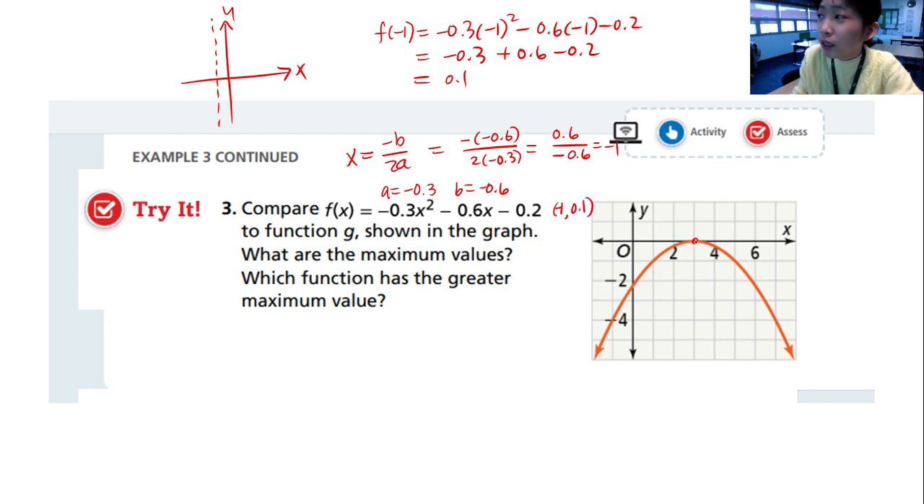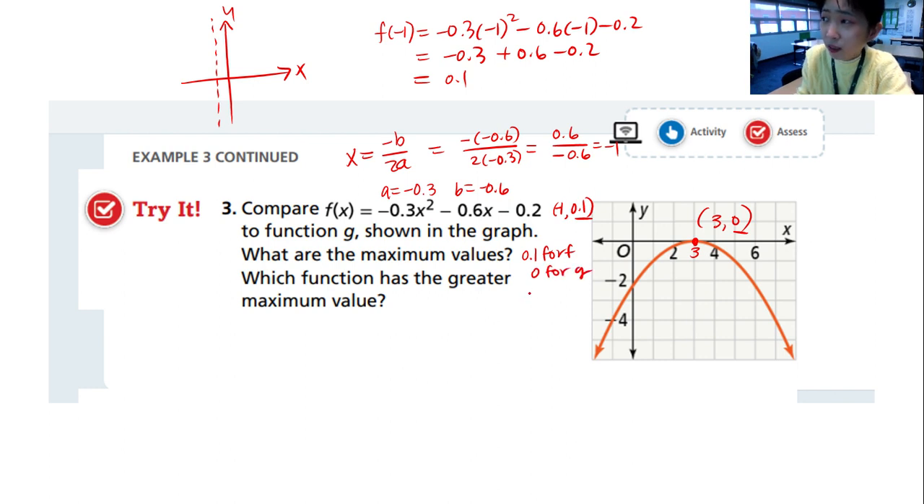And what about the vertex here? It seems like by looking at the graph, this is 3. So 3, comma 0 will be your vertex. So look at the maximum values, right? You know f is also going to face downward because a is negative. When a is negative, the graph is going to open downwards. What are the maximum values? So if you look at the y values, that would be your maximum values. So 0.1 for f and 0 for g.